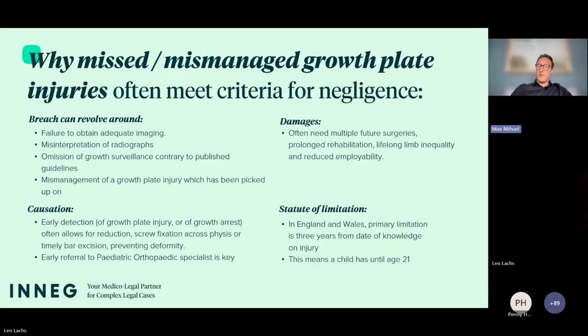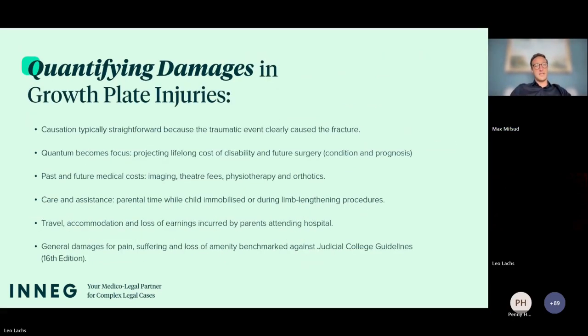And correct me if I'm wrong, but I believe that the limitation in England and Wales is 3 years, which means in pediatric cases that takes you until the age of 21 at least. When it comes to quantifying the damage in growth plate injuries, often it's fairly straightforward. If you have an isolated growth plate injury which is appropriately managed, the fracture would have caused a growth plate injury, and were it not for the injury, they wouldn't have had any growth arrest.